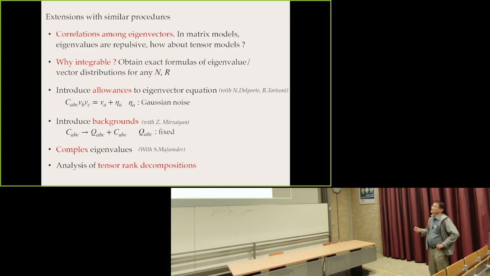A similar procedure can be applied for a little bit more general cases, and for example, correlations among eigenvalues would be very interesting, because we know that in the matrix models, eigenvalues are repulsive, and how about the tensor model is a natural question. And also, we obtain exact analytical expressions, at least for small n and r, but probably this is true for any n and r. I want to understand this integrability. And there are some extensions of introducing backgrounds, complex cases, and tensor rank decomposition. Okay, thank you.